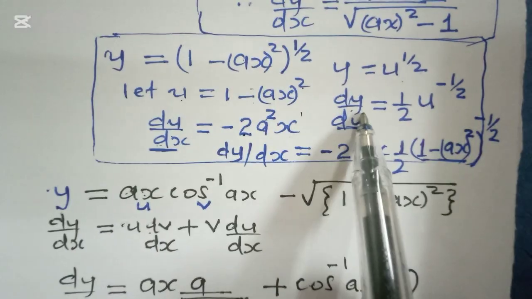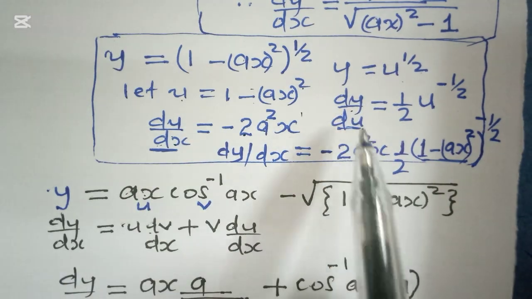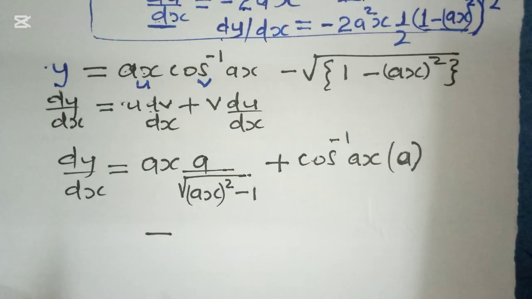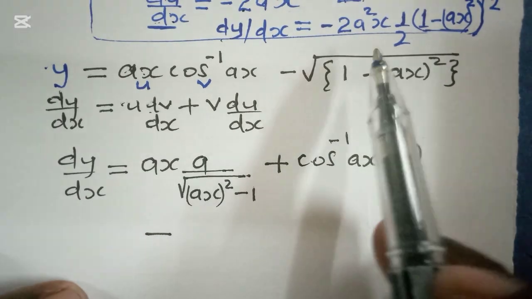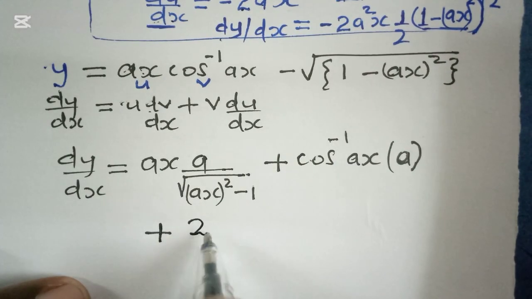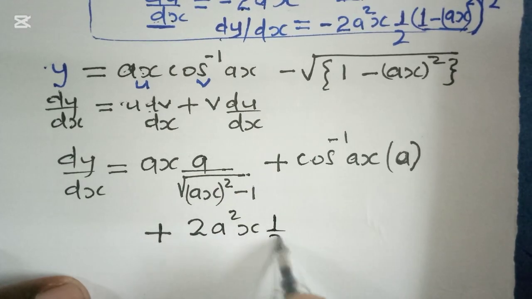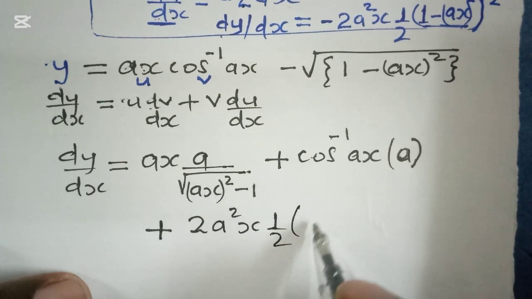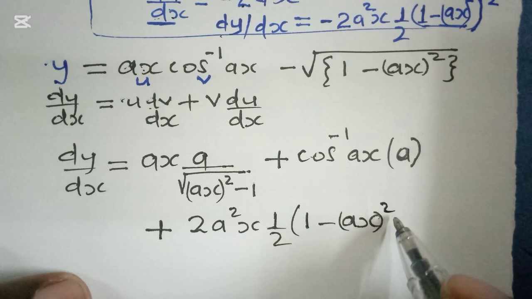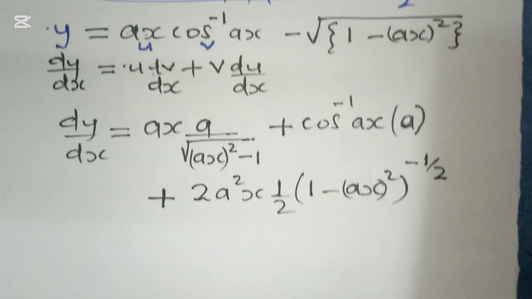Multiplying both of them by use of the chain rule, we shall be left with dy dx if you multiply that and that, and this is what we are going to have. And so I write it here. Already we have a minus, but remember we still have another minus. So this is going to be plus 2a squared x, a half, bracket 1 minus ax, that is squared, raised to negative a half. So we have reached there.